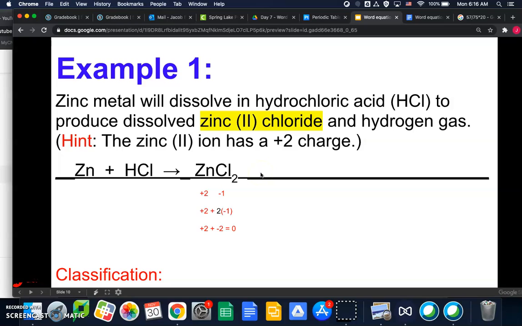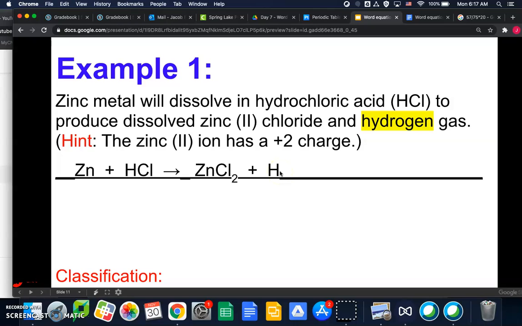Okay, and just a hint, you might want to write your charges up top because we're going to use this space for something else. So just a word to the wise. Okay, next up is hydrogen. And so we'll write an H for hydrogen.